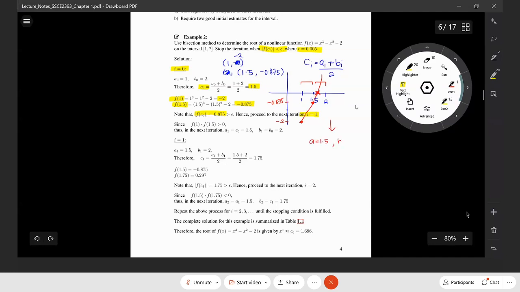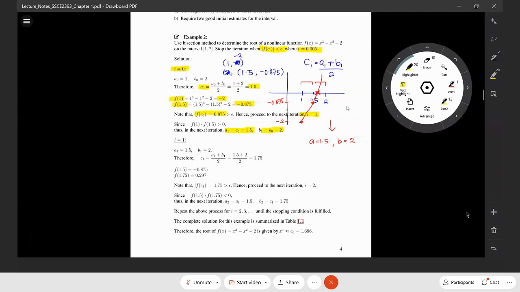Your B remains 2. That's our conclusion here: in the next iteration, A is our C and B remains, because now we are considering the right-hand side. If you see the intersection on the left side, then your A would remain, and your B needs to change to the value of C that you have computed.